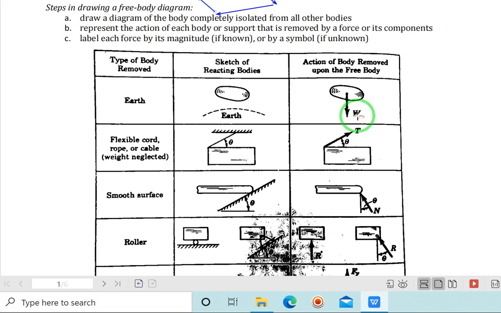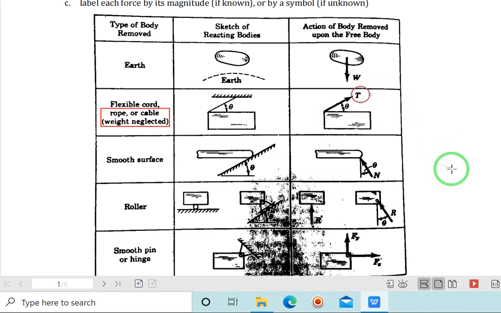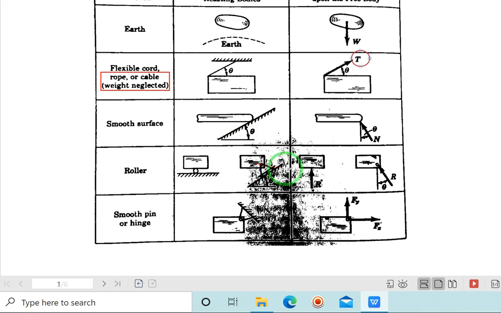And for cord, flexible cord, always remember that for cord, rope, or cable, those types of members will only carry tensile load. Tensile load will tend to elongate that particular body, so this will be your free body diagram for the rope or the cord or the cable. And then this is your smooth surface.